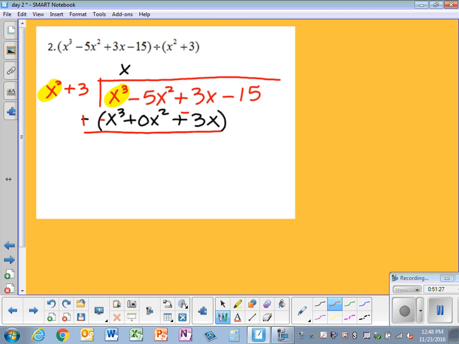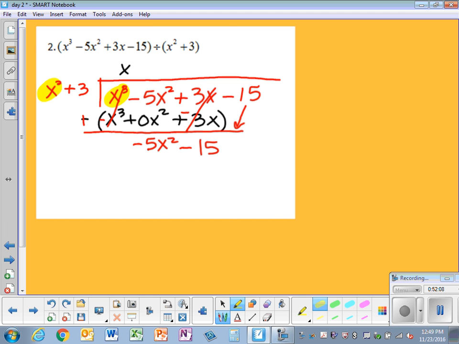All right, so if we add, x cubed minus x cubed, of course, cancels out. Negative 5x squared plus 0x squared, negative 5x squared, right? And then 3x plus a negative 3x, or 3x minus 3x, that cancels out. Do we have anything that we need to bring down? Yeah, so minus 15. Do you see that? That one was a little bit tricky. If you're not paying careful attention, that one will get you.